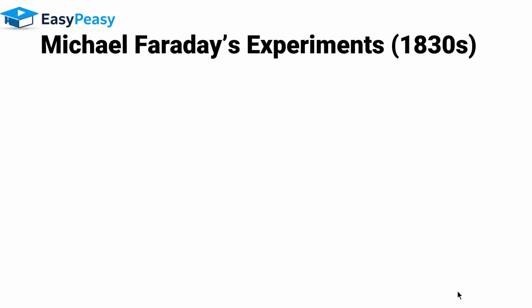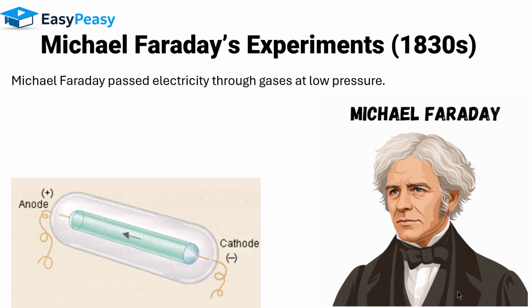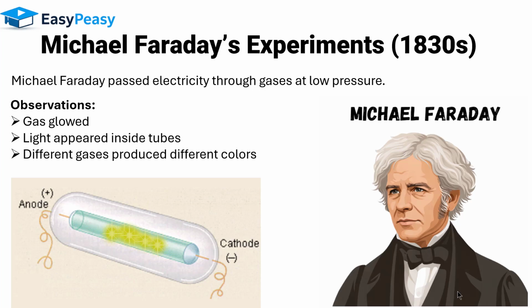So the first scientist who observed this problem is Michael Faraday. What Michael Faraday did is that he passed electricity through gases at low pressure. And then he observed that the gas is glowing and light has appeared inside the tube. And if he chose different gases, it produced different colors as well. And this opened the gate for more experiments in this field, right?